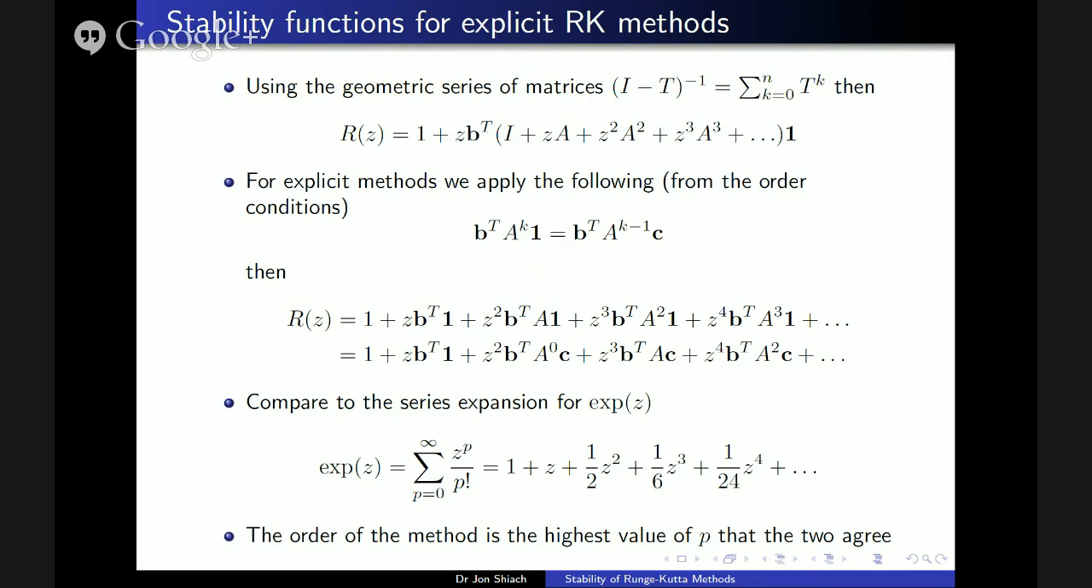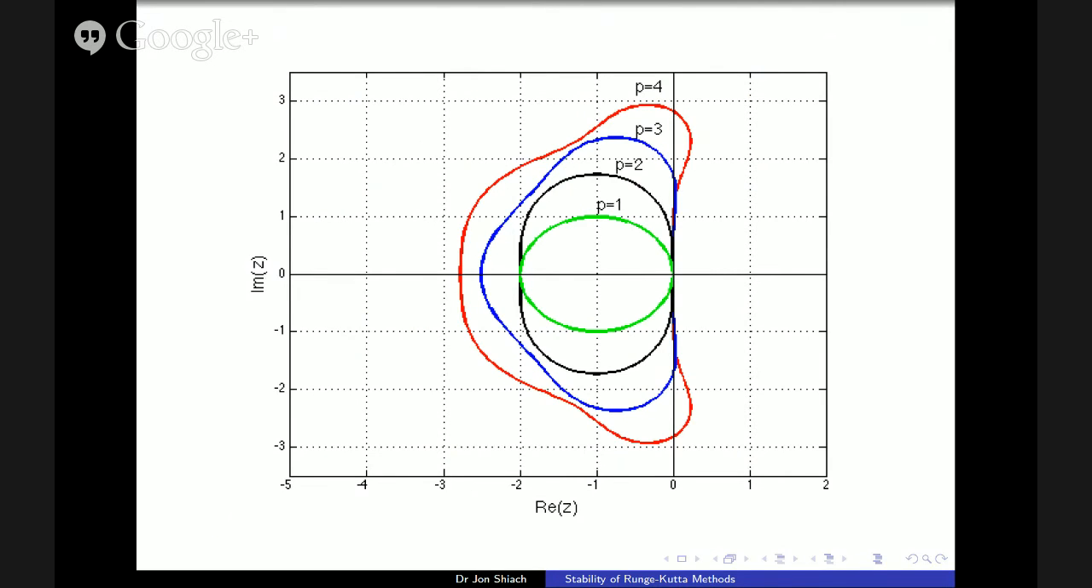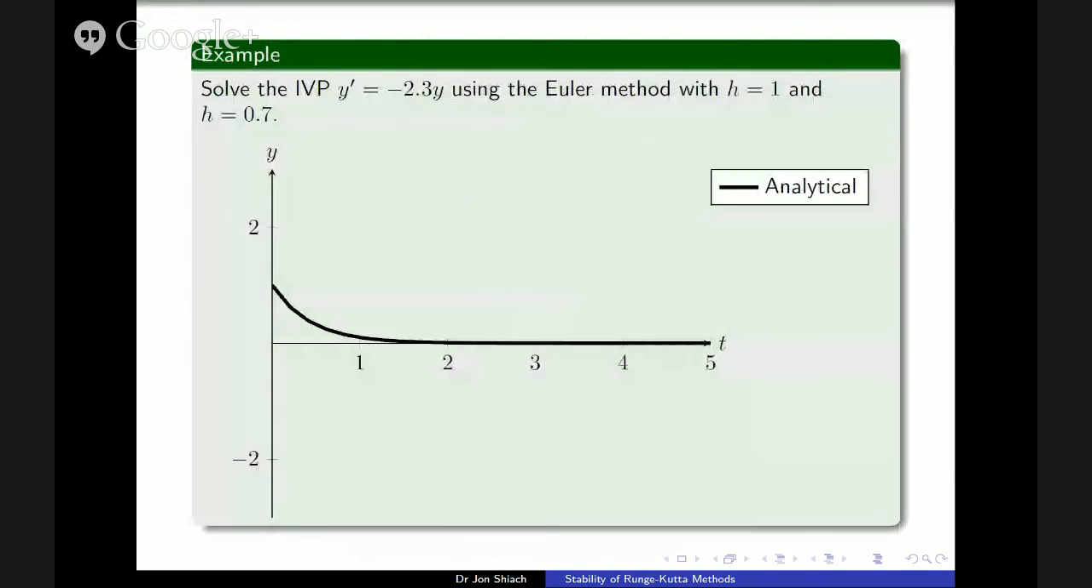So look, you've got 1 in the first term, you've got 1 in that term. If Z B transpose times the vector of 1s is equal to Z, you've got first order. If Z squared B transpose A to the 0 times C equals a half, you've got second order, and so on and so forth. So that's how we determine the stability function for an explicit method. It's dead easy. Oh dear, I've gone way back. I'll show you how easy it is.